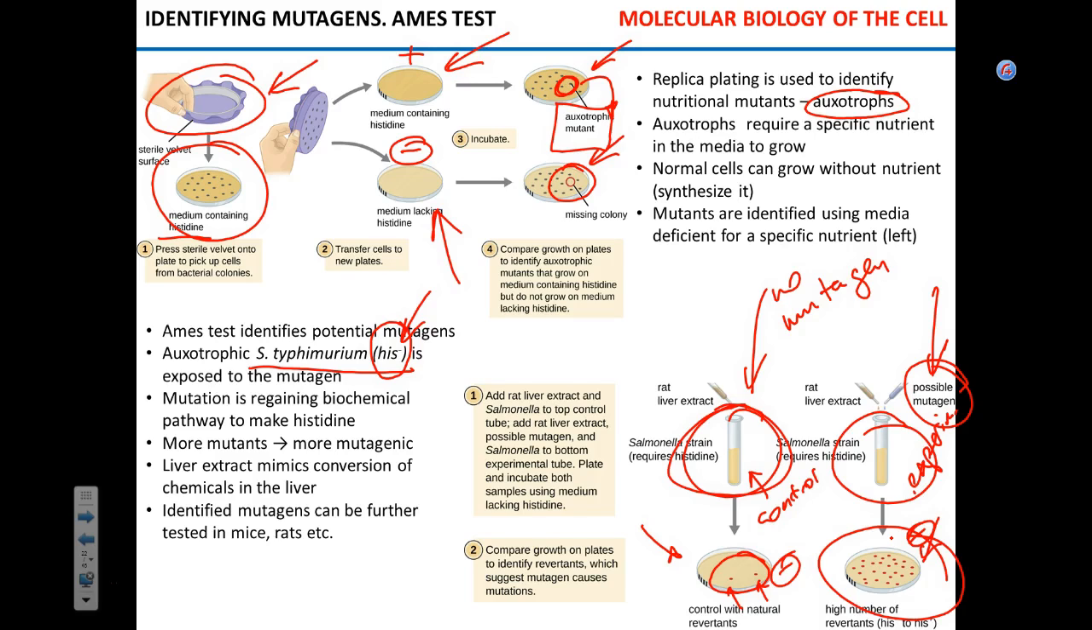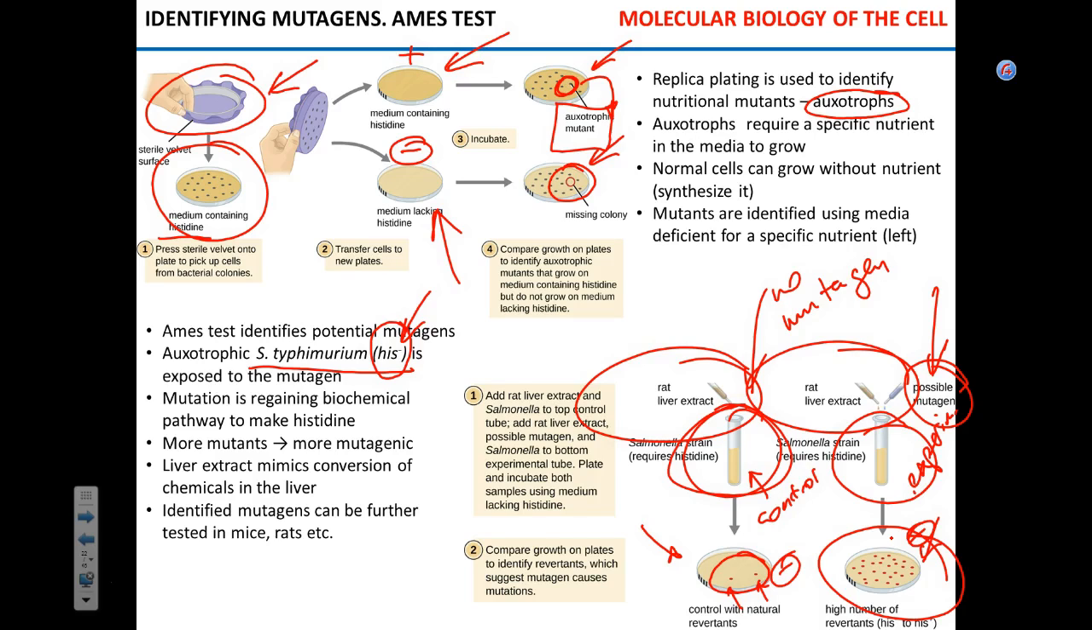Now, one thing that I never mentioned. Liver extract. What does liver do? Yes, it metabolizes, exactly. So if a chemical is not mutagenic by itself, but becomes such after it is converted to something in the liver, liver extract will partially mimic it. That's why we add it. Make sense?